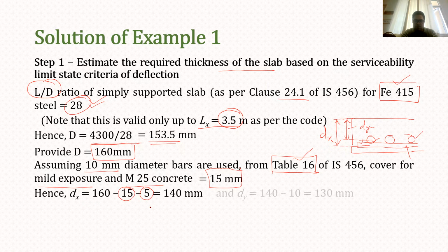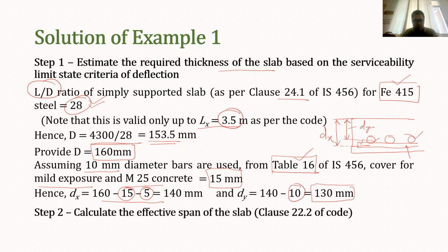So therefore it becomes 140 minus half of this bar and half of this bar, it becomes 10. So therefore the depth for longer span is 130, and the depth for shorter span is 140 mm. So we will be using these different values of depth for the respective span. Wherever we need to put this value, we will put it accordingly.